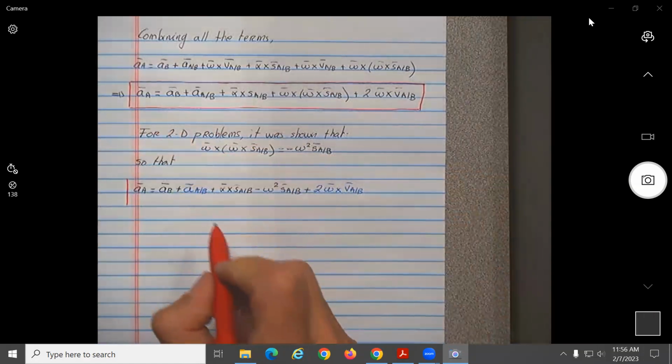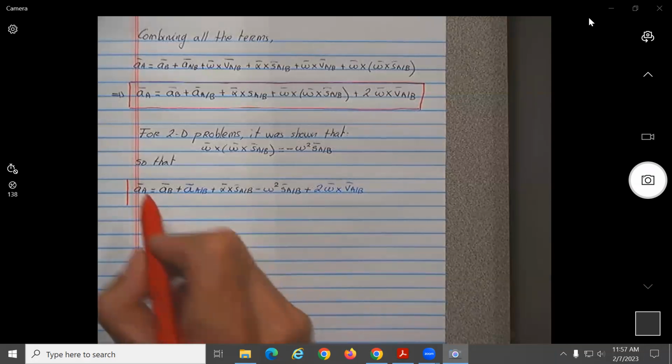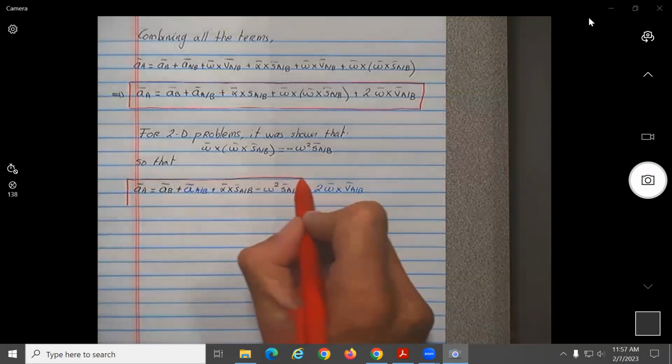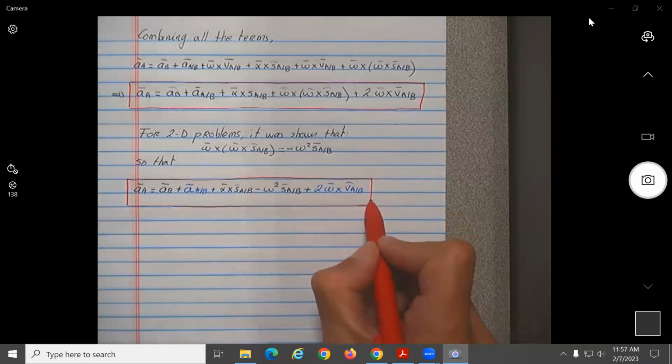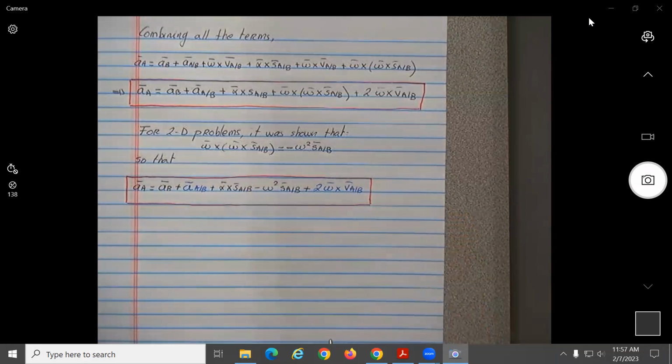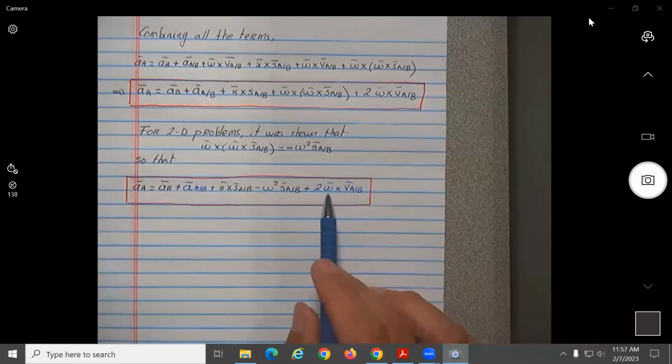Professor, wouldn't it be 2 times the entire term of omega crossed with V_AB? It doesn't matter. Okay, let me leave it over there. You will understand when you start doing applications. If you want, put a parenthesis, you can, but again, it's not going to change anything. Because when you do the cross product, you will already put the 2 on the omega, instead of leaving it outside.